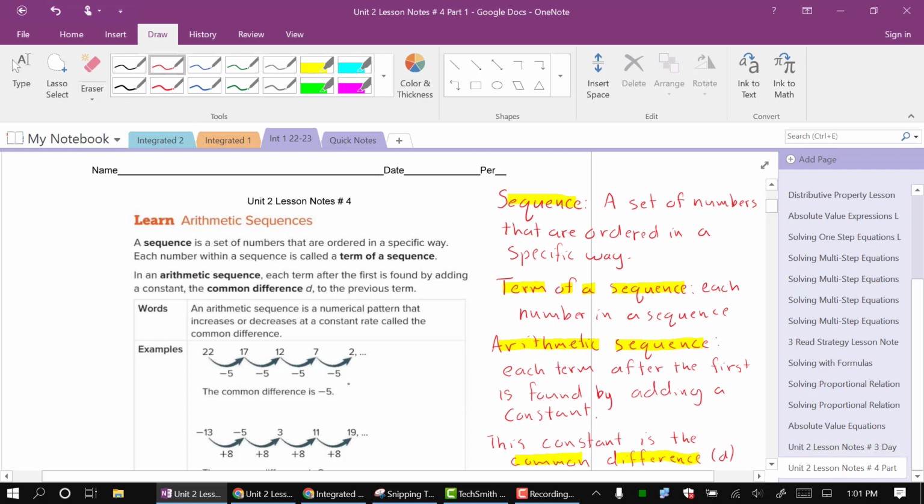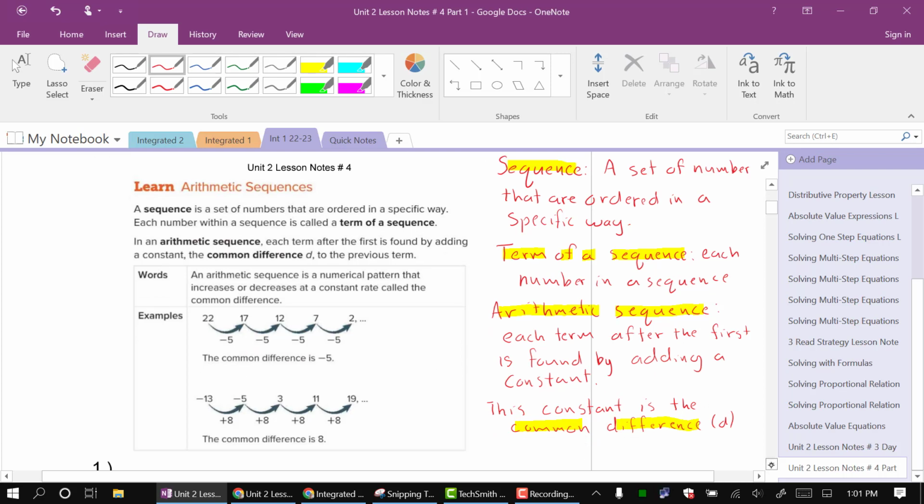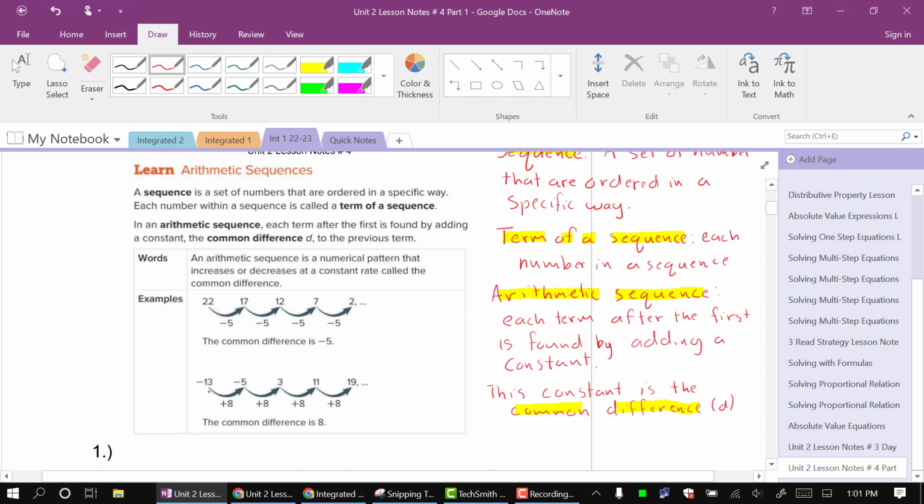So an arithmetic sequence is a numerical pattern that increases or decreases at a constant rate called a common difference. So from 22 to 17 to 12 to 7 to 2, the common difference is -5. On the other hand, from -13 to -5 to 3 to 11 to 19, the common difference is 8. Each time we're adding 8.